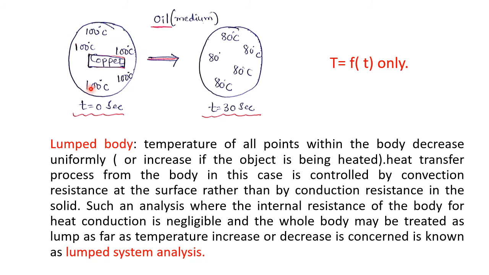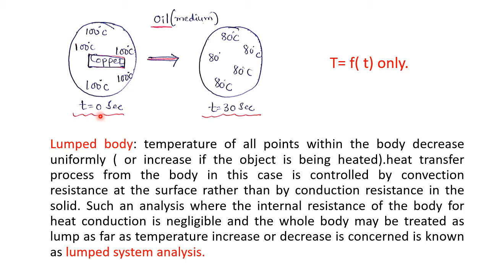Suppose we consider this copper ball to be a very small body, or the thermal conductivity of the material of the body is very large. That means the temperature gradients, the change in temperature within the body, are very small and hence neglected. That means temperature T is a function of only time. It does not depend upon the positions, because when we consider this copper ball as a small body, the temperature gradients within the body are very small and hence neglected.